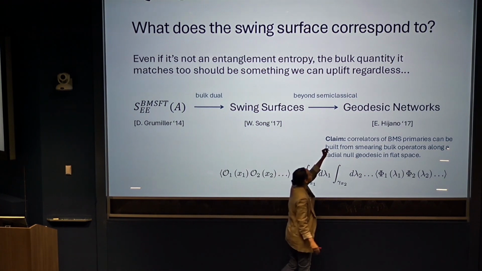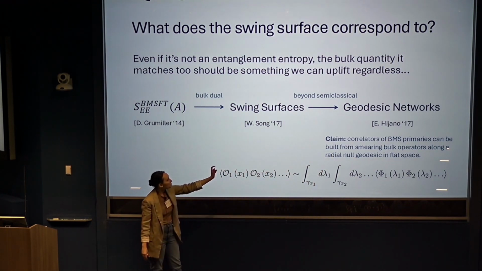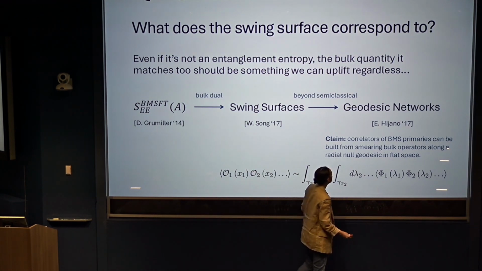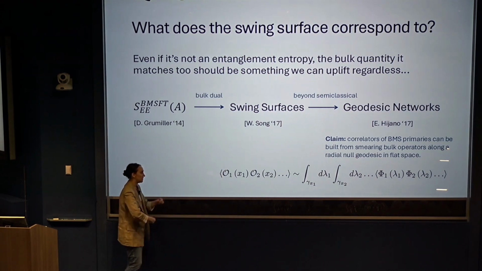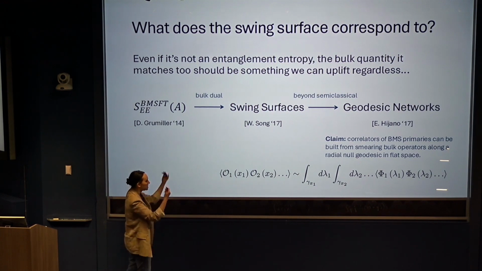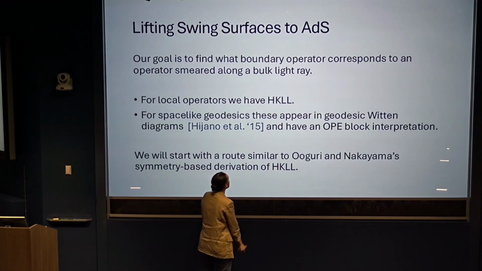So roughly in these papers with Ramdu, Hijano and collaborators, we're looking at a claim that they could reproduce these correlators of BMS primaries from spearing bulk operators along some radial null geodesics in flat space. And so we're just going to look at that dictionary and lift it up to AdS, because I can just as well define these radial ones in AdS.